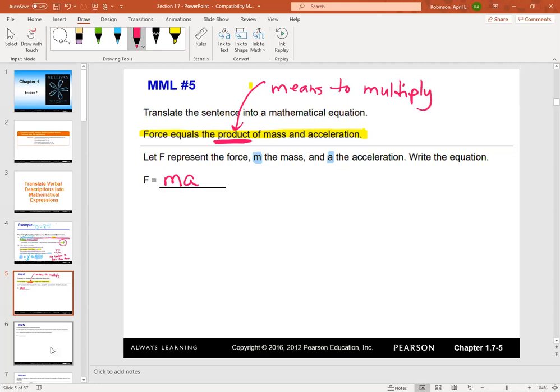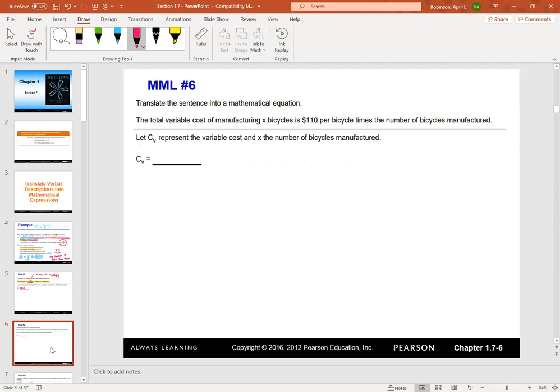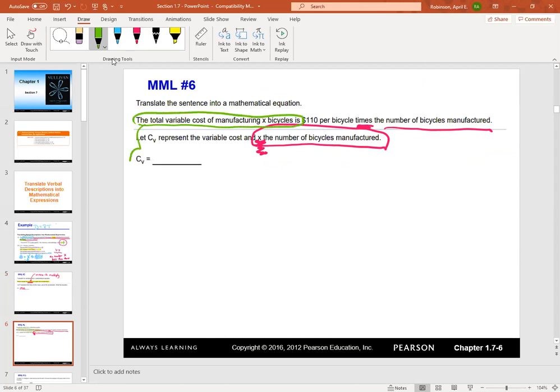And then number 6 wants you to translate this. The total variable cost of manufacturing X bicycles is $110 per bicycle times the number of bicycles manufactured. And it said, let X be the number of bicycles manufactured. I have to use the letter X here. So when they said the total variable cost is right here, that's what this is saying.